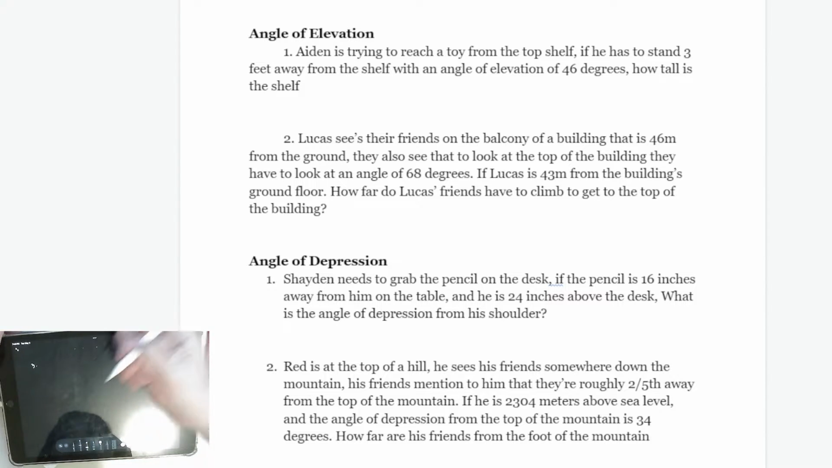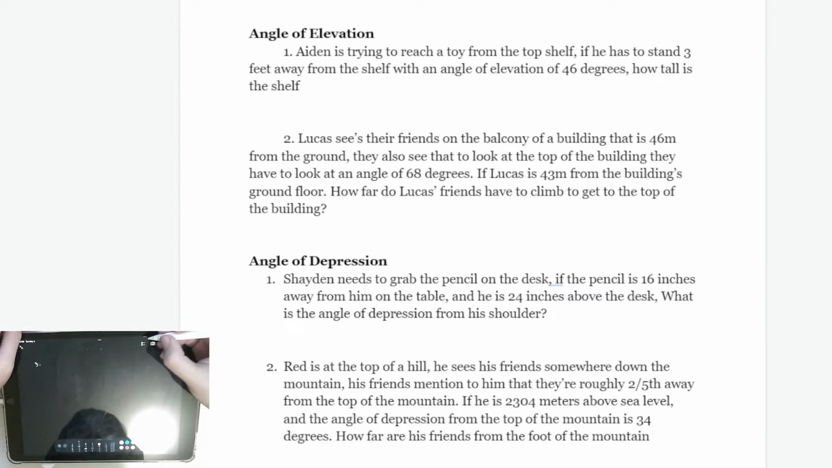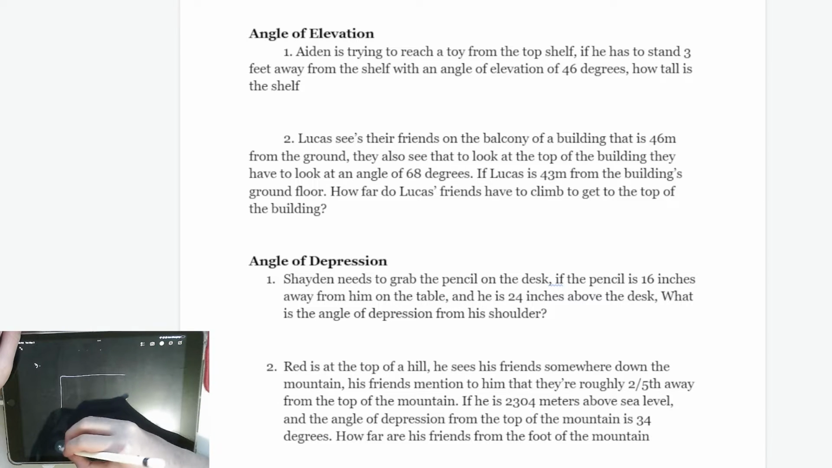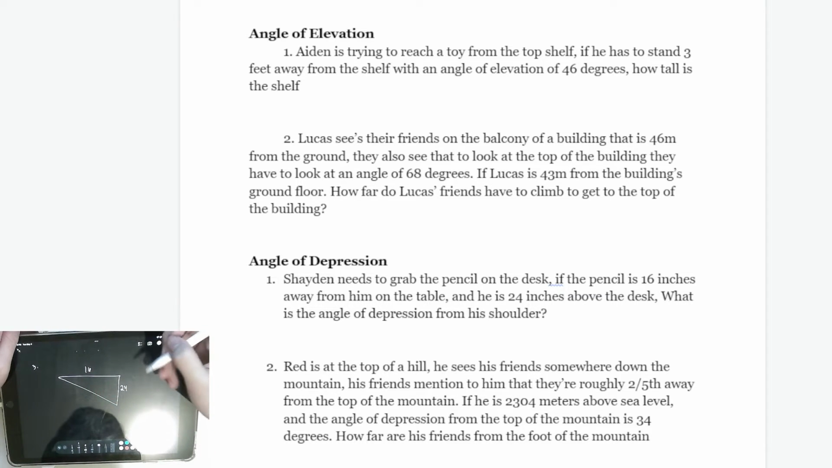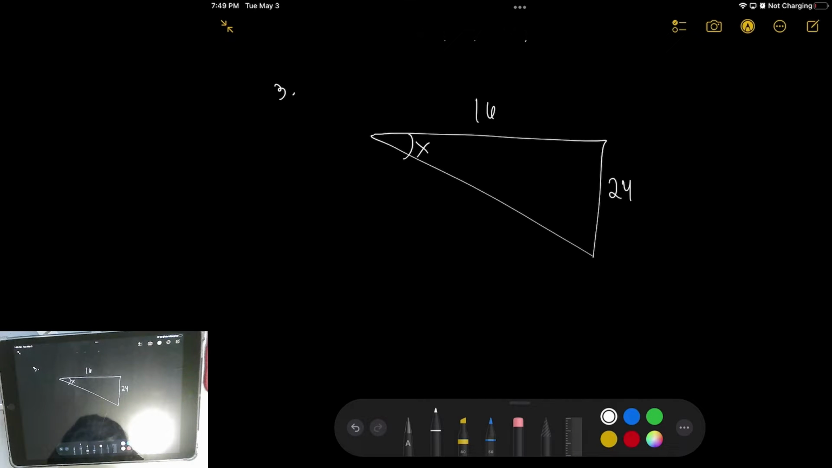Let's visualize this while we read. Jaden needs to grab a pencil on the desk. If the pencil is 16 inches away from the table and he is 24 inches above the desk, what is the angle of depression from his shoulder? This seems difficult, but it's relatively easy.